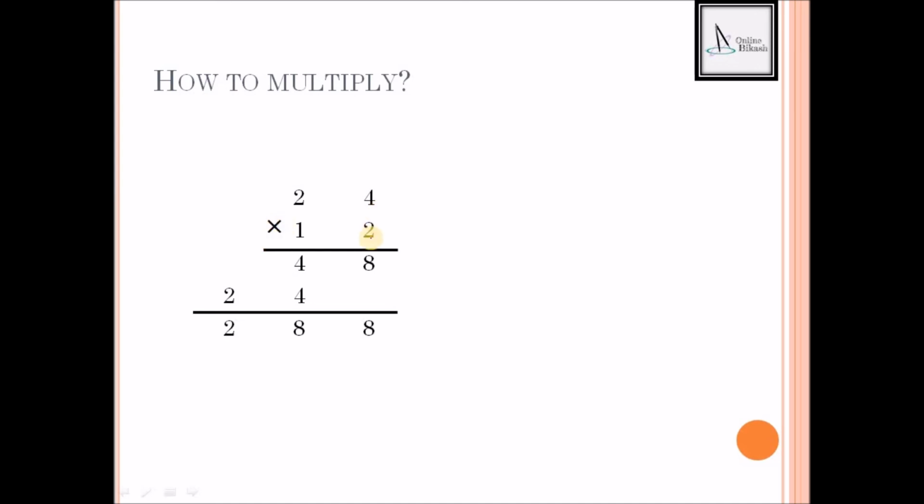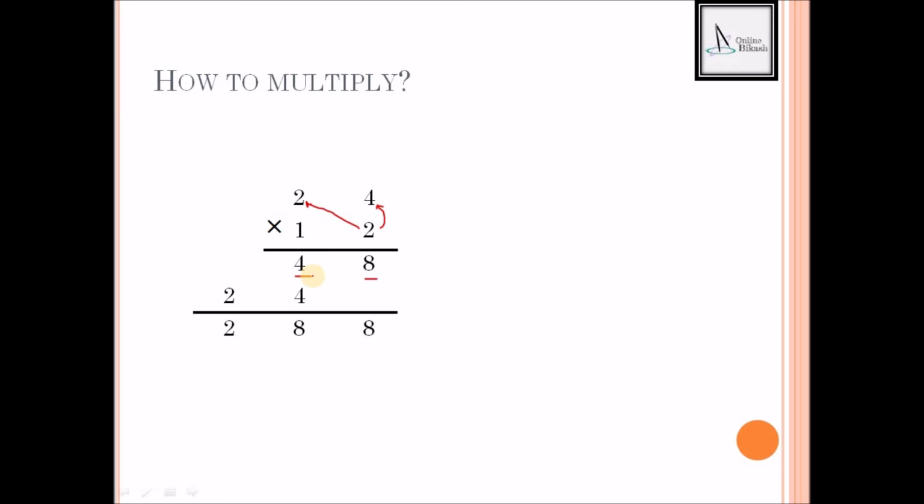Now what will we do? First of all, we will use this 2, with this 2 we will multiply 4. 2 4s are what? 8. This is the first step. And in the second step, we will multiply this 2 with this 2. 2 2s are what? 4, and we will write this here.